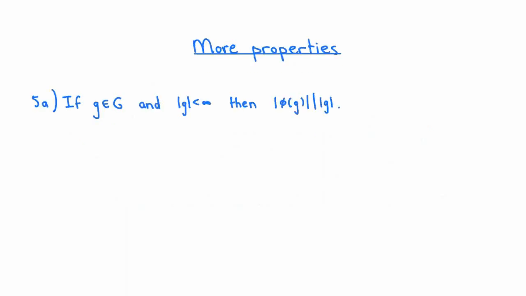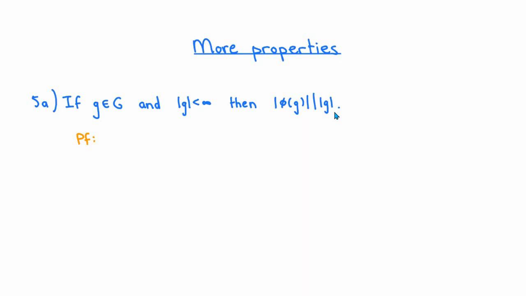The first collection of new properties that I want to talk about in this video give us information about what homomorphisms and isomorphisms do to elements of a given order. So the first property here, which I'm going to call 5a, says that if little g is an element of the domain with finite order, and if phi is a homomorphism from the group G to H, then the order of the image of the point little g has to divide the order of g.